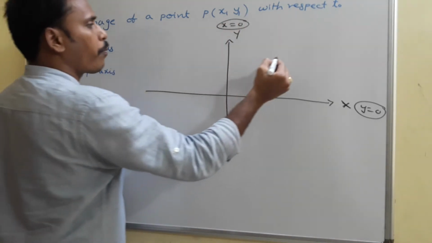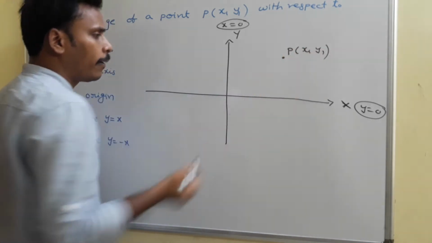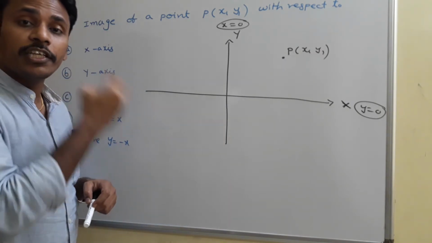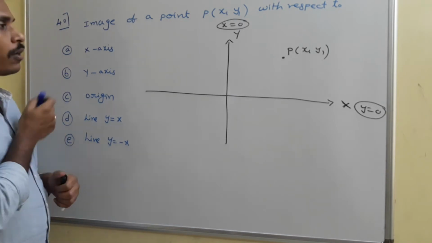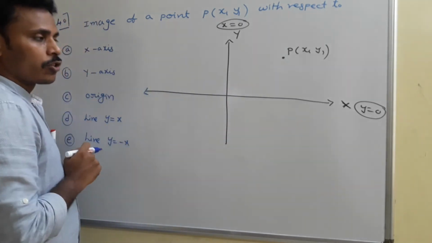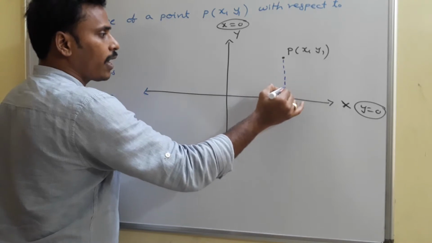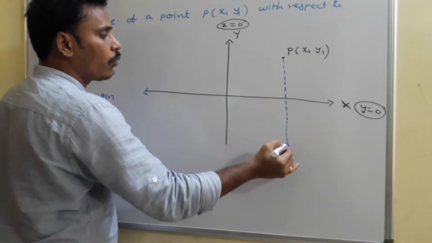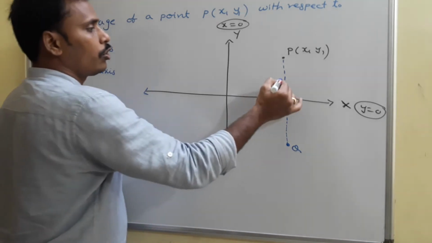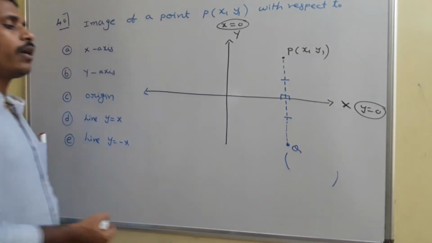Suppose you have a point P (x1, y1) here. P (x1, y1) is a point, and we need to calculate its image with respect to the x-axis. Its image with respect to the x-axis means the x-axis is this line. So to find the image of this point with respect to the x-axis, you need to locate another point Q which is equidistant from P, and that should be perpendicular to the x-axis. So these two distances are equal and this is perpendicular, and now we need to locate the coordinates of Q.